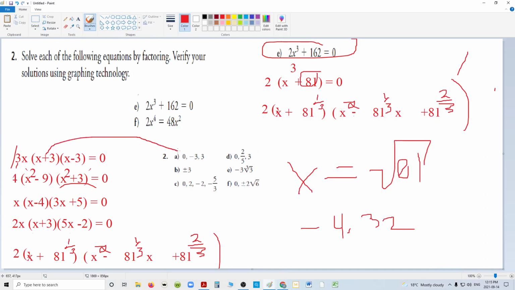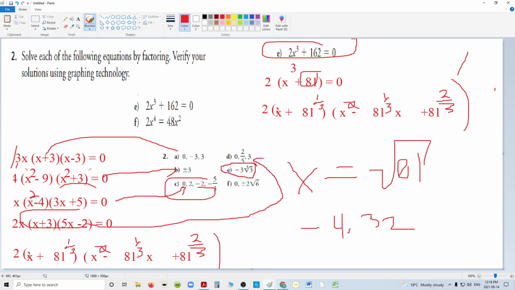So yeah, sure enough, those are the roots. Looks like I might have made a mistake for this one. I think I forgot that, oh yeah, that this is squared. This is squared. And then, sure enough, those are the roots here.